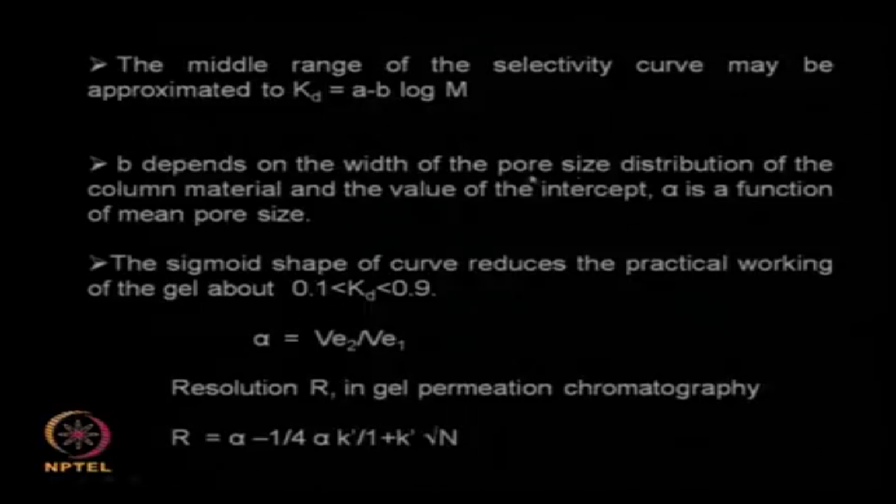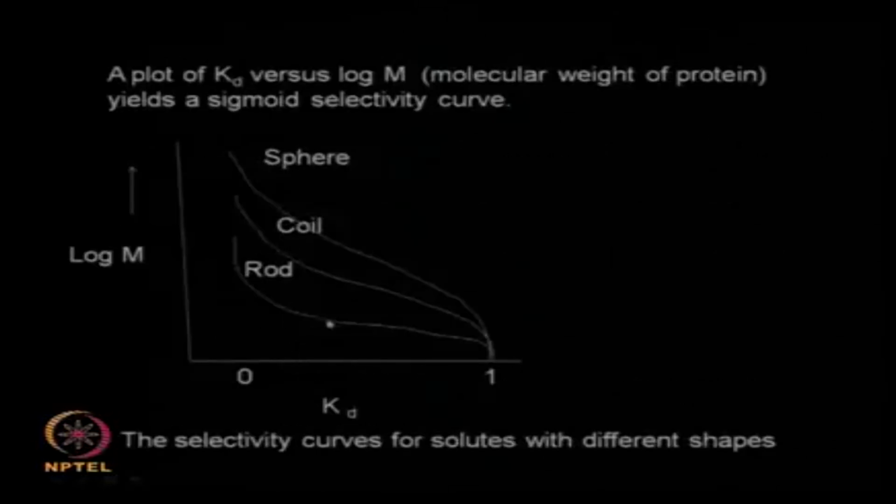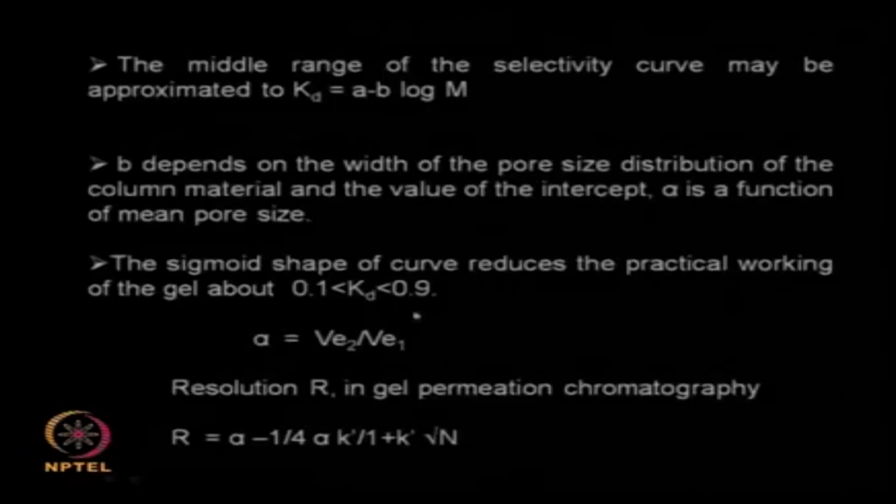Now b depends on the width of the pore size distribution of the column material, and the value of the intercept a is a function of mean pore size, okay. Because of the shape of this curve, generally we like to operate only within this region, because only within this region you have linearity. So this is almost 0.1 to 0.9, the range at which we work.